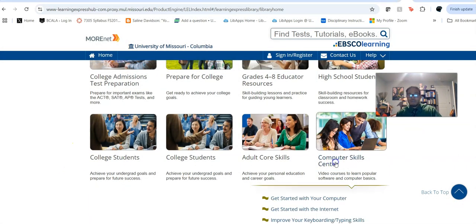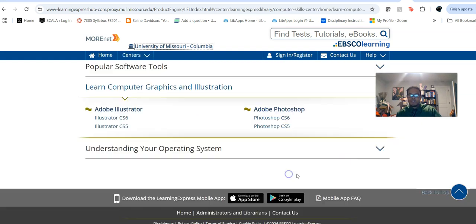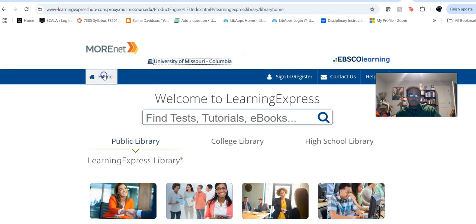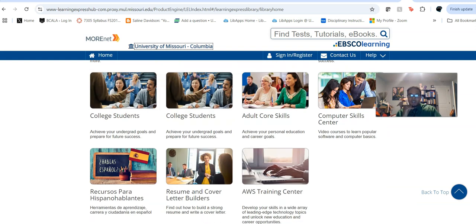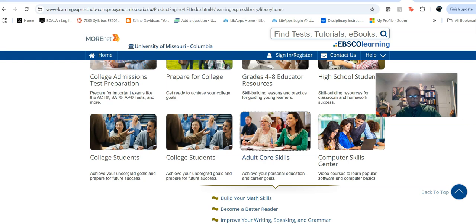All right, and then I think those are older Adobe tools, but they're still in there. As far as Adobe graphics and illustration, yes, you've got Photoshop and Illustrator CS6. I don't know when that came out, but I'm guessing it was a long time ago. Hopefully they will add new resources there at some point soon, okay? So that is that. This is adult core skills. That's one of the other things I wanted to look at.